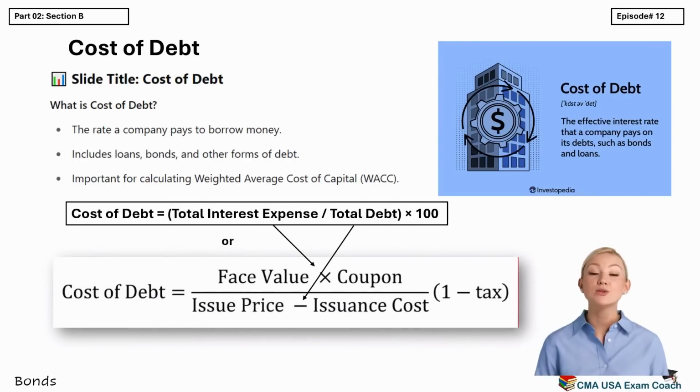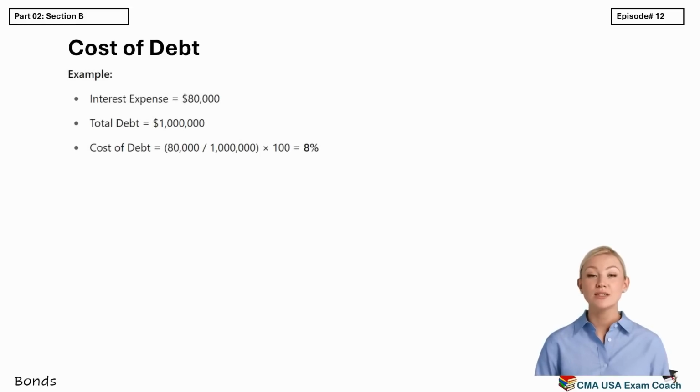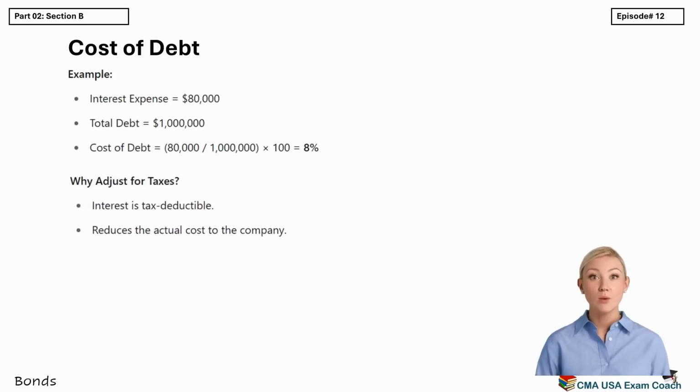Let's see how this works with a simple example. Imagine a company has issued $1 million in bonds and pays $80,000 in interest annually. Using the formula, cost of debt equals $80,000 divided by 1 million multiplied by 100, which gives 8%. So the company's cost of debt is 8%. That's the return lenders expect for taking on the risk of lending money to the company.